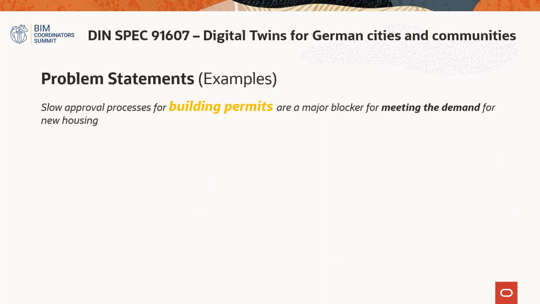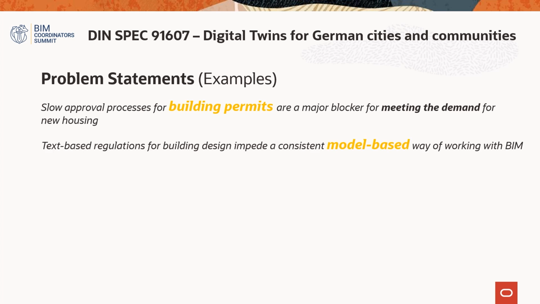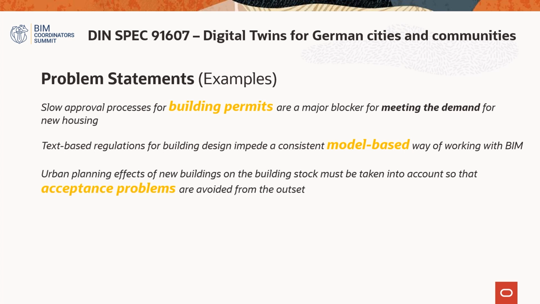What are the pain points? We have a slow approval process for building permits, which is a major blocker in the meeting of a demand for new housing. We have text-based regulations, not machine-readable, for building design that impede a consistent model-based way of working with BIM. In urban planning, the effects of new buildings on the building stock must be taken into account so that acceptance problems can be avoided from the outset, for example, by citizen involvement and participation.